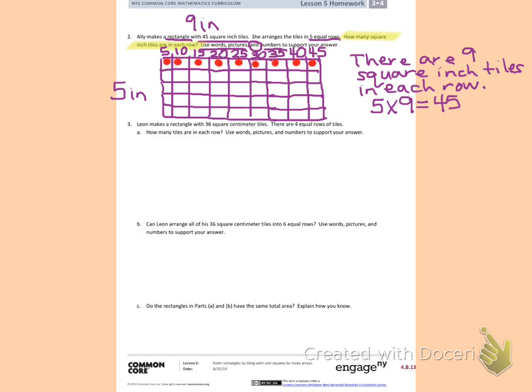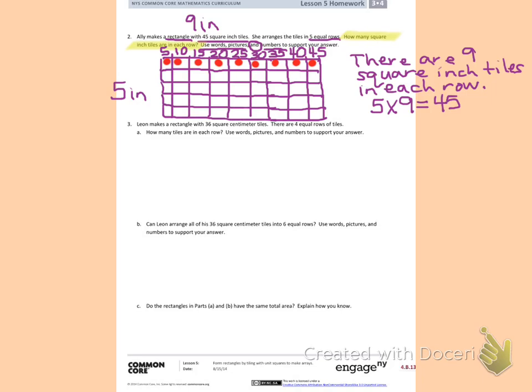Now let's look at item 3. Leon makes a rectangle with 36 square centimeter tiles. There are 4 equal rows of tiles. How many tiles are in each row? Use words, pictures, and numbers to support your answer.